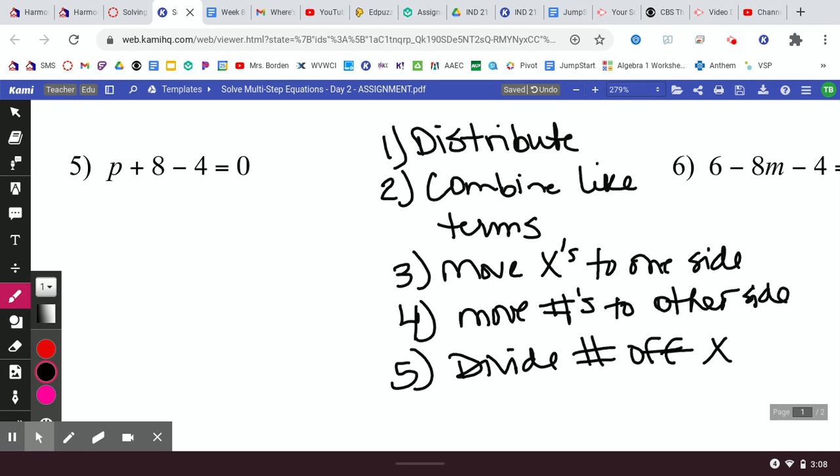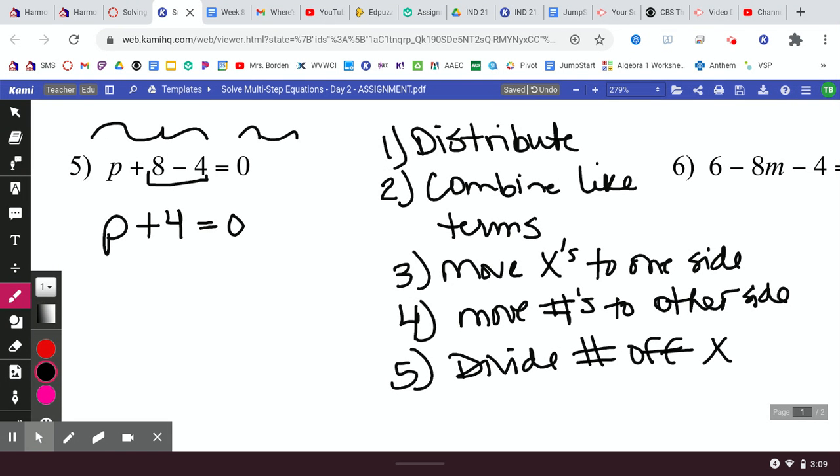So in this case, there's nothing to distribute in number 5. Step 2 is to combine like terms. That means you look at this side of the equation, then you look at this side of the equation. And on either side, is there anything that's a like term that can be combined? So here you've got an 8 and a negative 4. Those are both numbers. They can be combined. So we're going to rewrite this as p plus 4 equals 0. Now, I didn't add 4 to both sides. I didn't do anything like that because I wasn't moving anything from one side of the equal sign to the other. I was just simply combining like terms, okay?